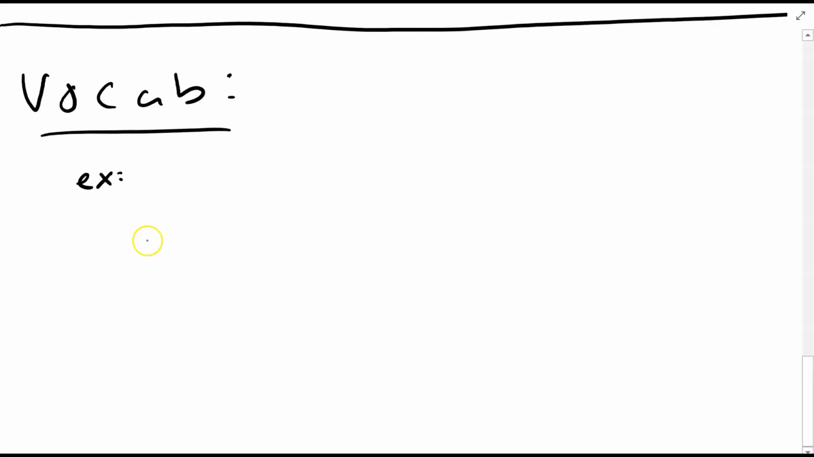So let's just say, for example, I have the polynomial x squared plus 7x plus 12. Right? So that's an example of a polynomial. Specifically, it's a quadratic polynomial, but it's still just a polynomial.